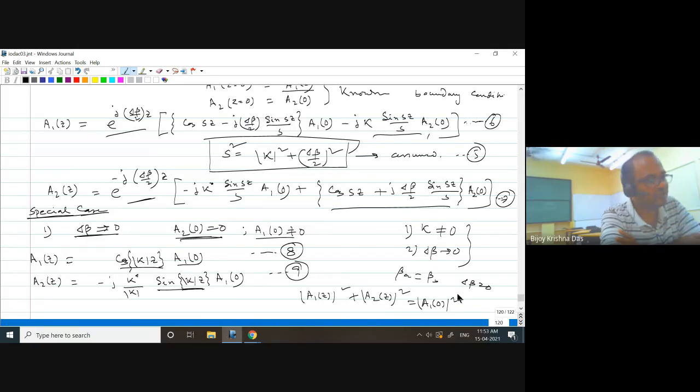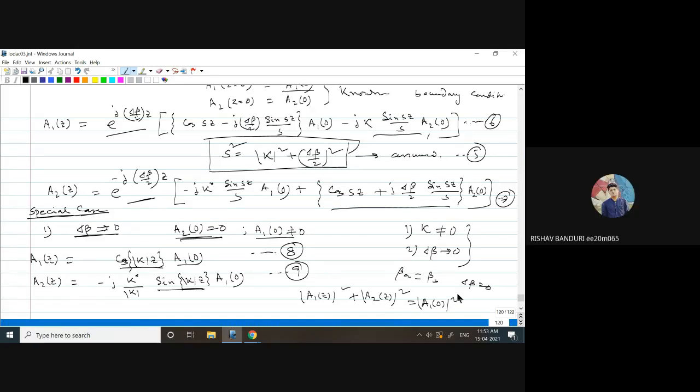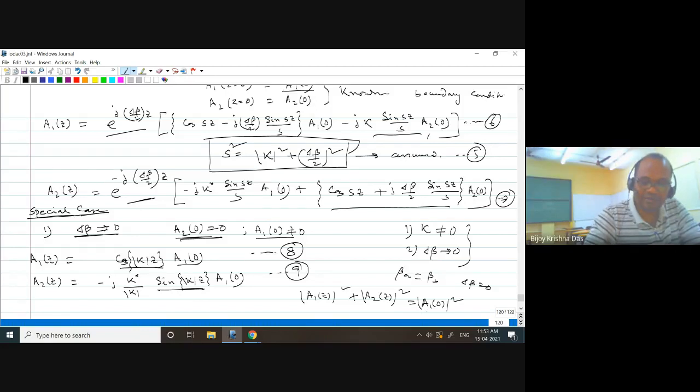A1 0 square, right? Yes, sir. Because energy is distributing. Energy is conserved because A2 0 was 0. So that means whatever energy is there, amplitude square is the energy intensity, right? That is distributed among two things.